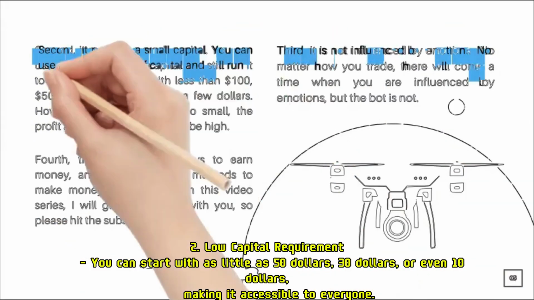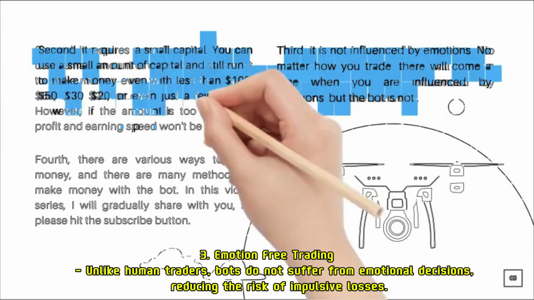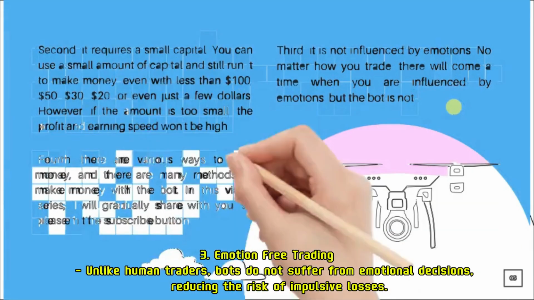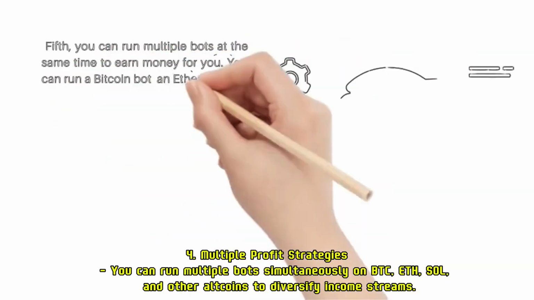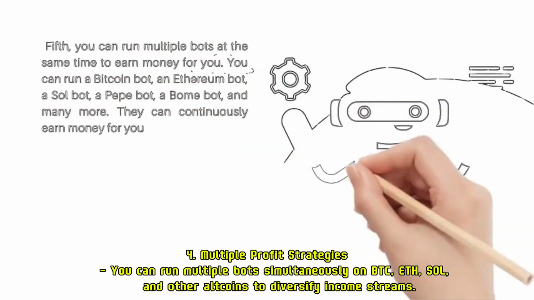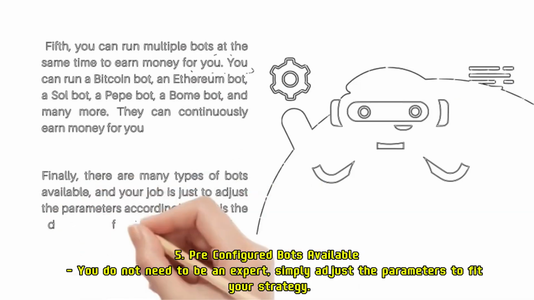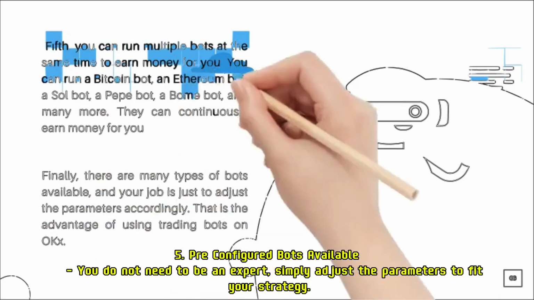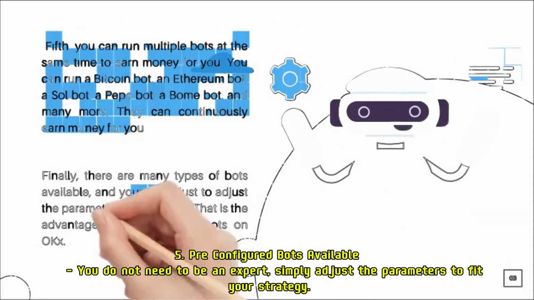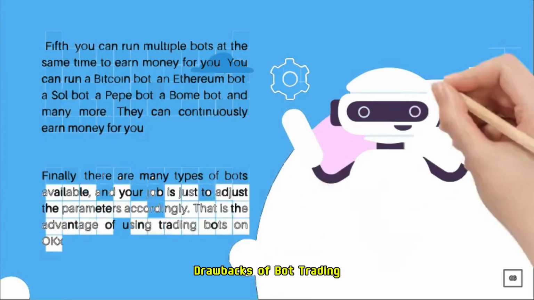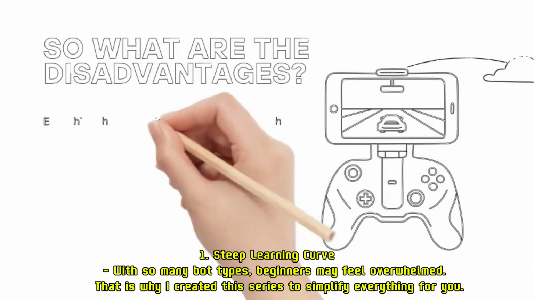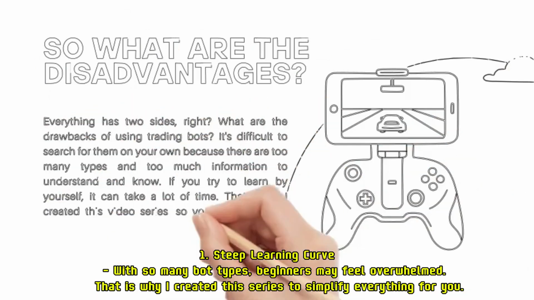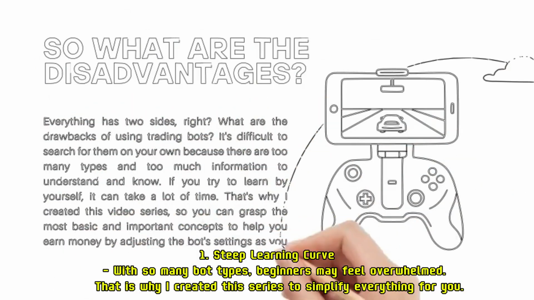Benefits of using trading bots. 1. 100% automated and passive income. Once set up correctly, the bot trades continuously and consistently for you. 2. Low capital requirement. You can start with as little as $50, $30, or even $10, making it accessible to everyone. 3. Emotion-free trading. Unlike human traders, bots do not suffer from emotional decisions, reducing the risk of impulsive losses.